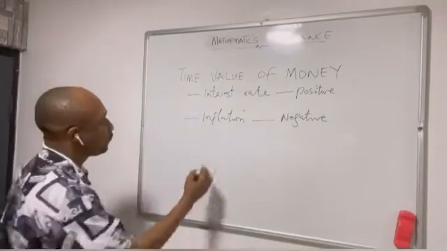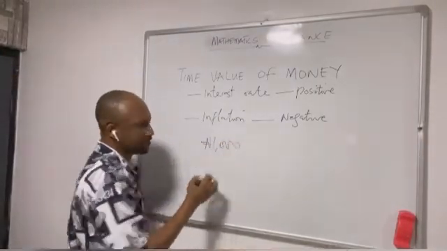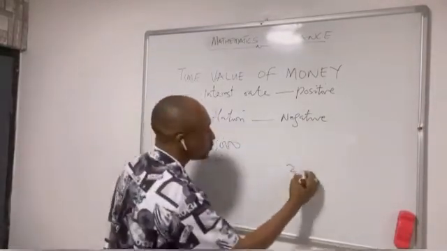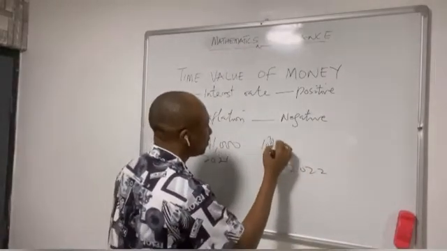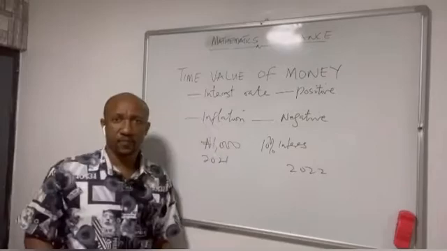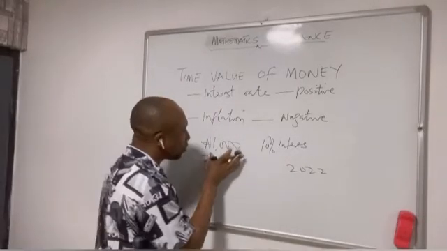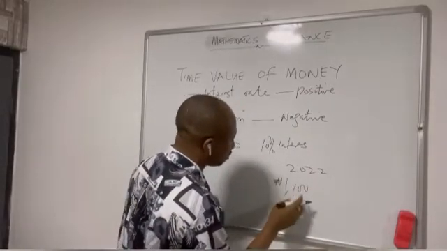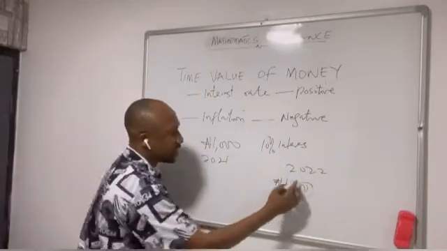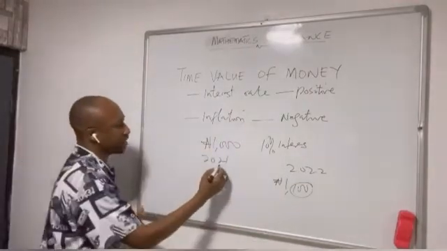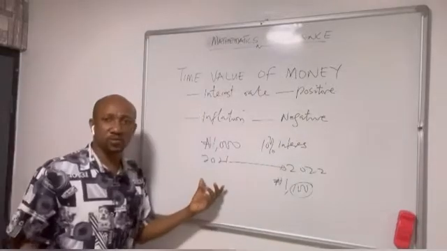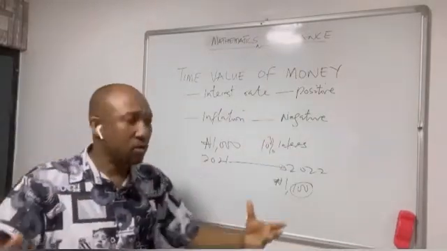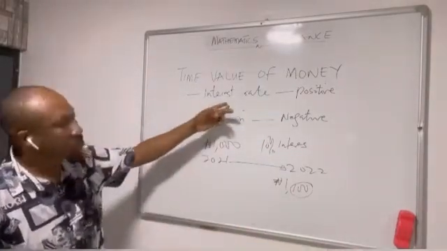In the sense that if you hold 1,000 naira, for instance, today, 2021, and by 2022 you get a 10% interest, it means that by 2022 your money would have increased from 1,000 to 1,100, because you would have gotten 10%, which is 100 naira as interest on your money. So the passage of time between 2021 and 2022 has affected the value of money positively. The value of your money has gone up by 100 naira because of interest rates.